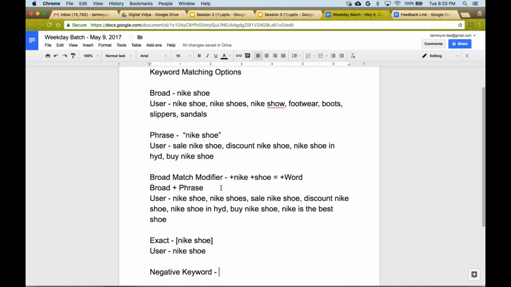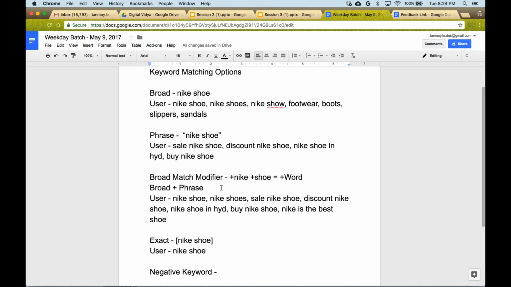With respect to keyword matching options, this is what we have been discussing. As we all know, keywords help us trigger our ads and show them on the google.com page. In that, we also have a feature called keyword matching options. They let you implement certain things on your keywords, with the help of which you can control the kind of audience to whom we are showing our ads.